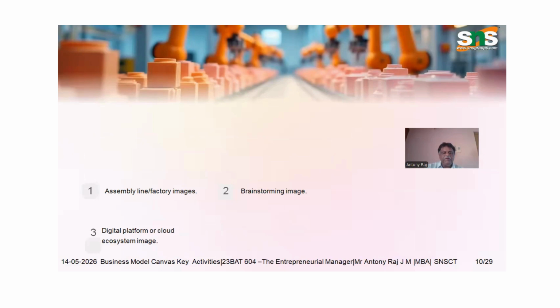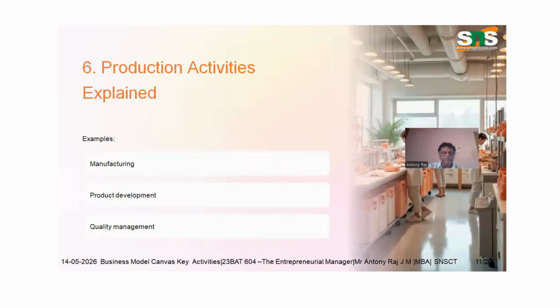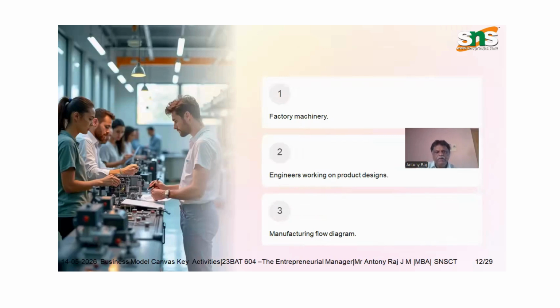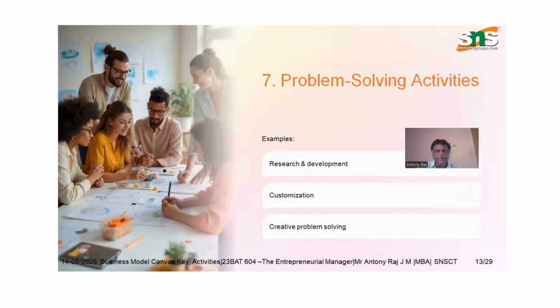The production activities include brainstorming, the assembly line, and the digital platform. For example, manufacturing, such as car manufacturing, is a good example to take. Product development and quality management done in the organization are also production activities. This is the continuation of the production activities.